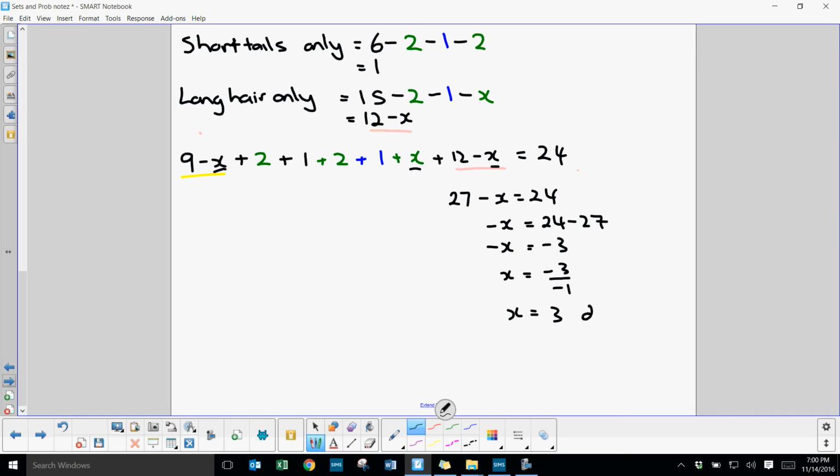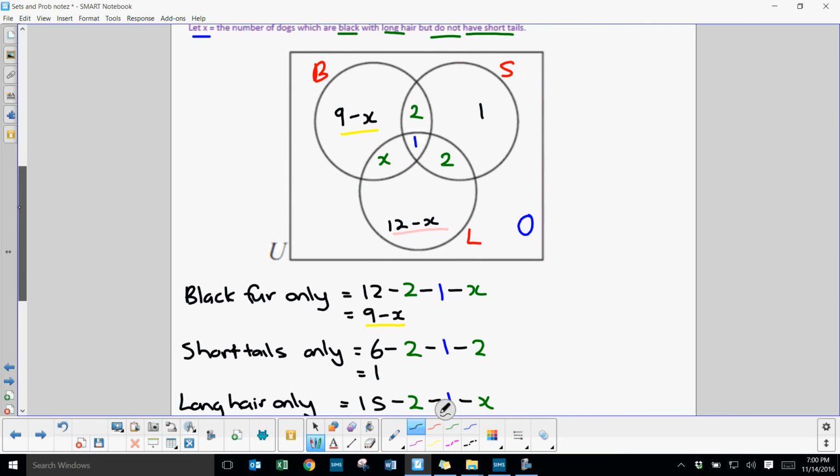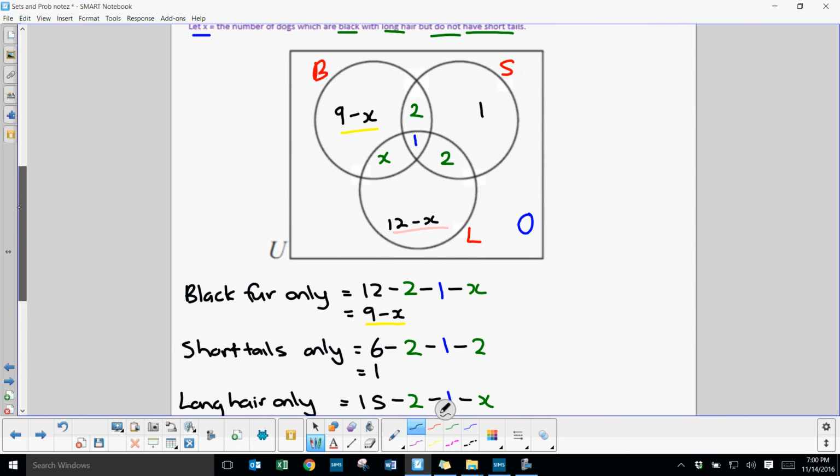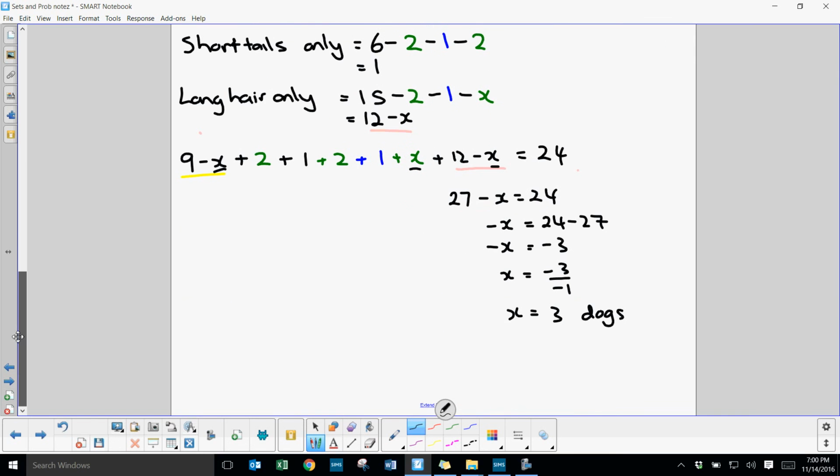So 3 dogs in total have, let's see, 3 dogs in total. They have black hair and long hair, and they don't have short tails. So that's what we're looking for. So 3 dogs in total. So make sure to just make it clear which part is your answer. So there's no more calculating we have to do for that.